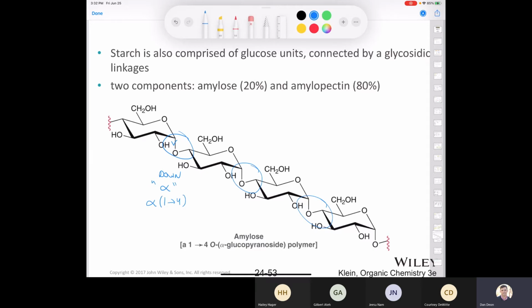Now, starch is actually made of two things. Starch is made of amylose, you see the structure here, and amylopectin. Most of starch is actually amylopectin, about 4/5 of it is amylopectin.